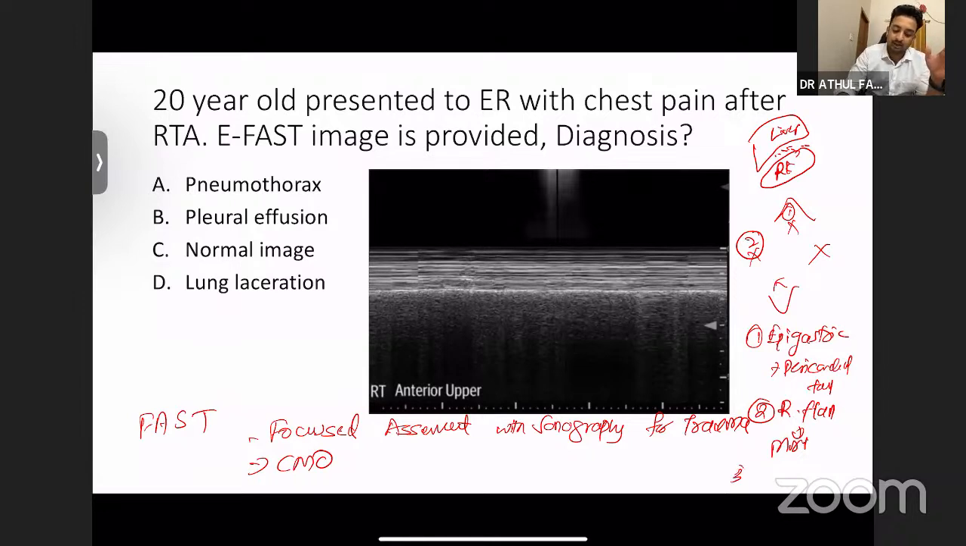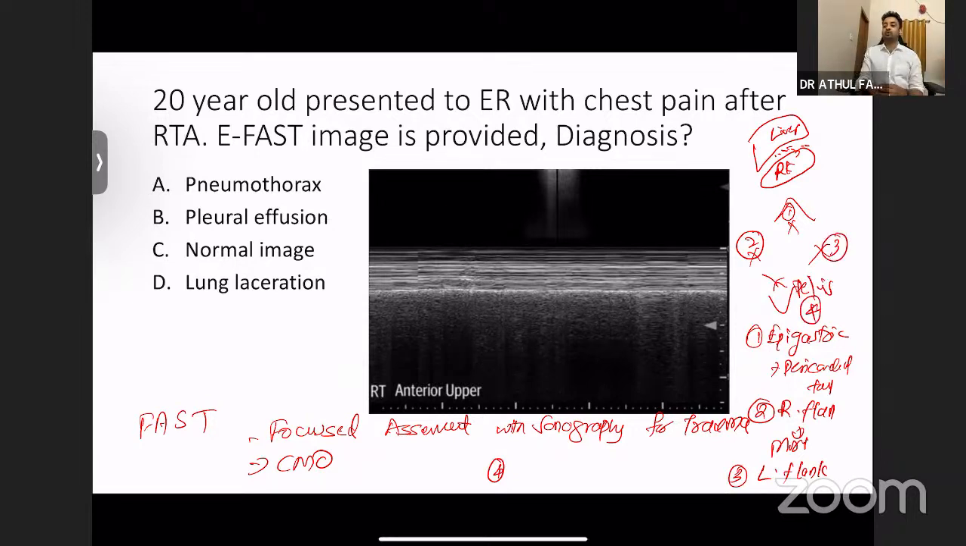In the left flank region, there is the left kidney as well as the spleen. So you should look for any injury to the spleen or left kidney, and rule out any free fluid or collection around these organs. And finally, you will see the pelvis region.